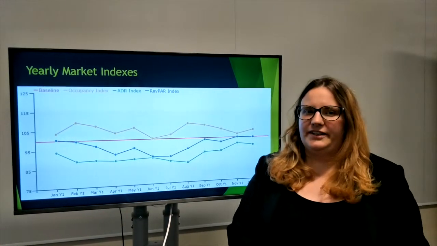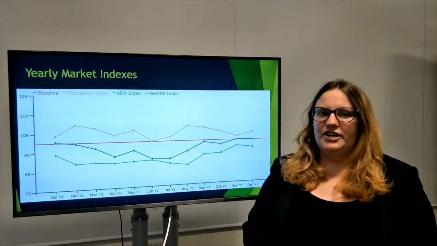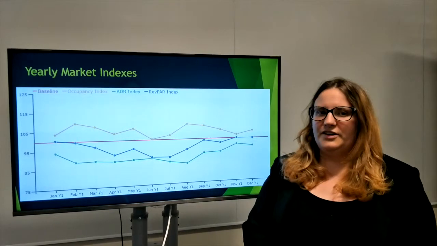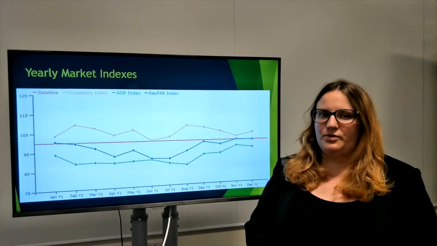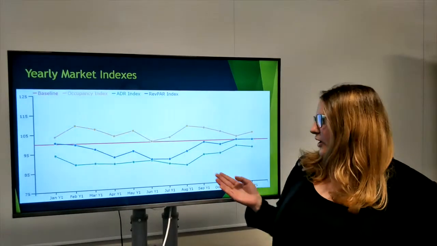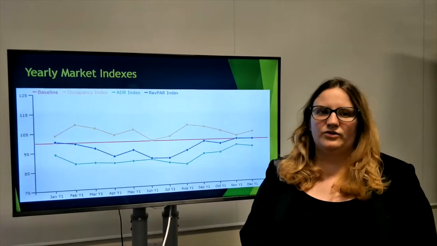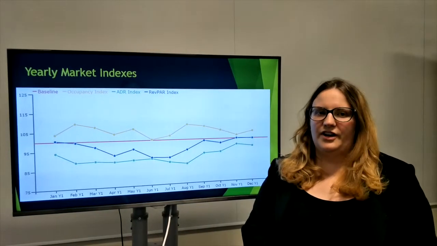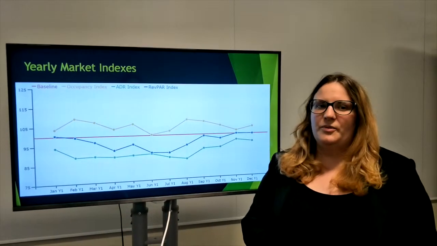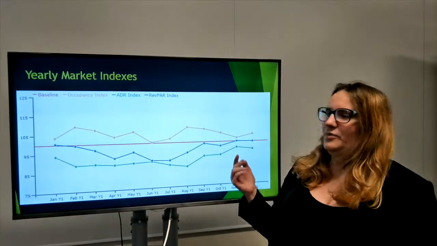Now for our yearly market indexes, so ARI, MPI and RGI, you can see that based on the baseline, we weren't as profitable as we could have been. Our ADR was way too low, and as well as our RevPAR. However, our very low rates allowed us to have higher occupancy compared to the market. In fact, we were always above the baseline on occupancy percentage.